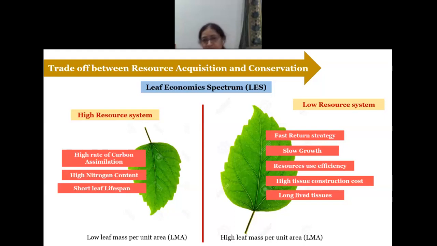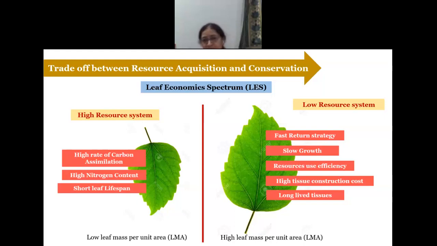Plant species with low leaf mass per unit area, LMA, have a high rate of carbon assimilation, high leaf nitrogen, and short life span, and occupy one end of the spectrum, and invasive species are positioned closely to the fast return end of the LES, that is the leaf economic spectrum.